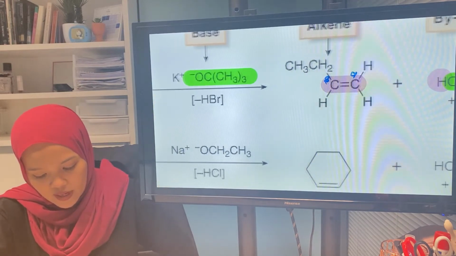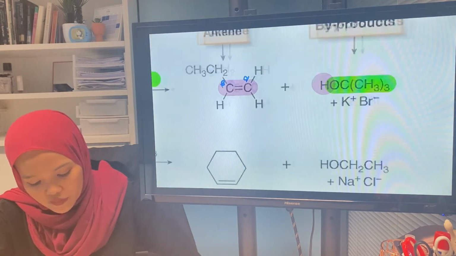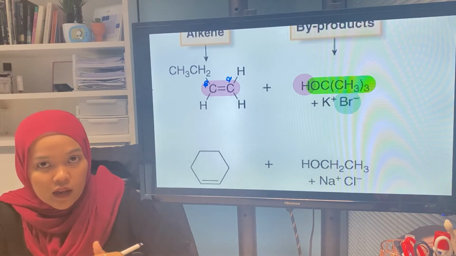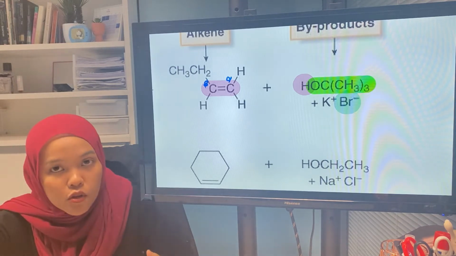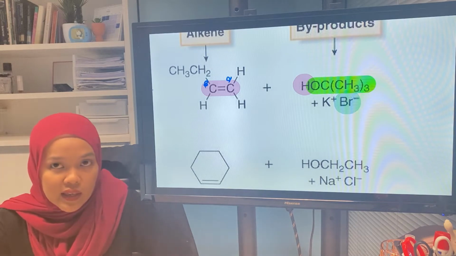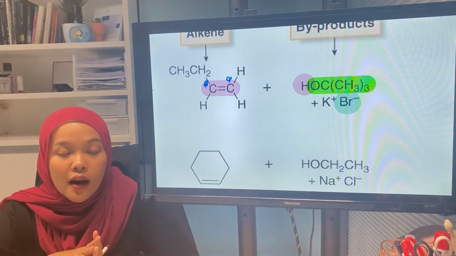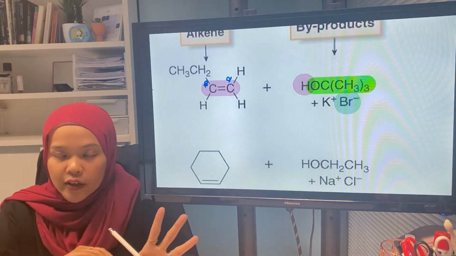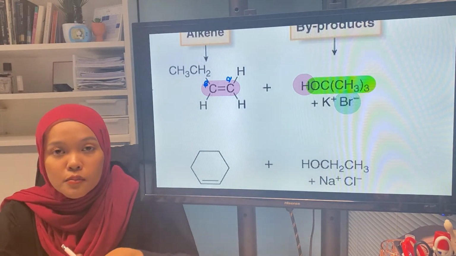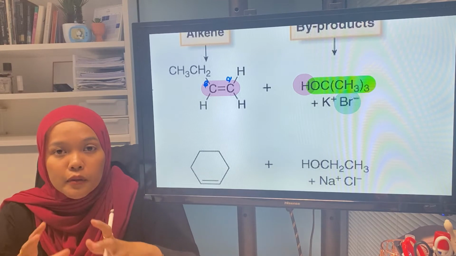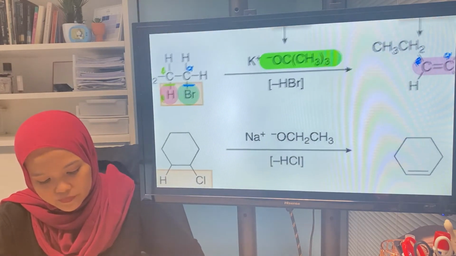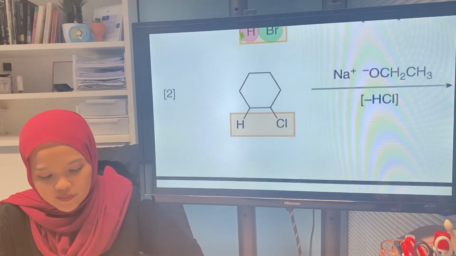Alright, so now, what happened to the Br minus? Br minus is going to leave. Most possibly it is going to form KBr. But still, when they are ionic compounds, they are going to stay as potassium ion and bromide ion, the cation and the anion. They are separate, not stuck together. Okay, now, let us have a look at this one.